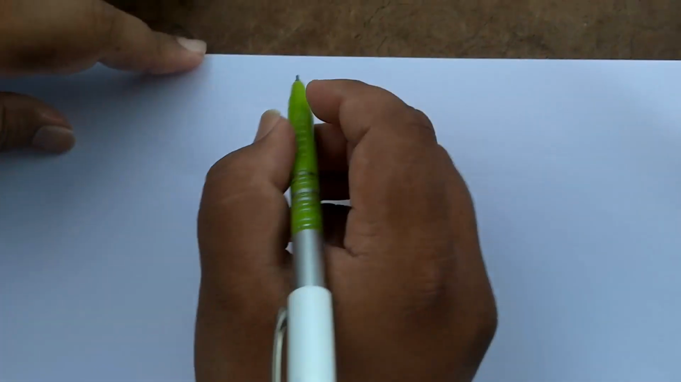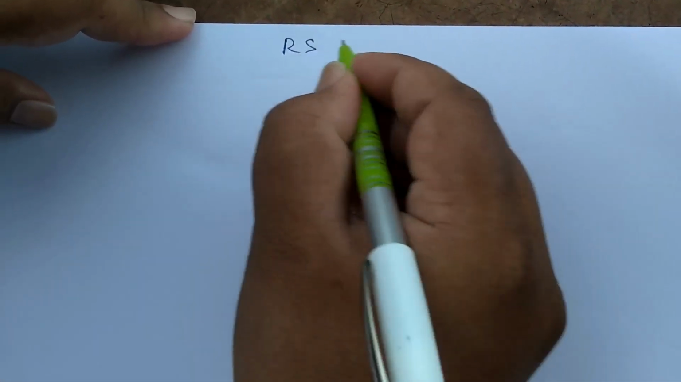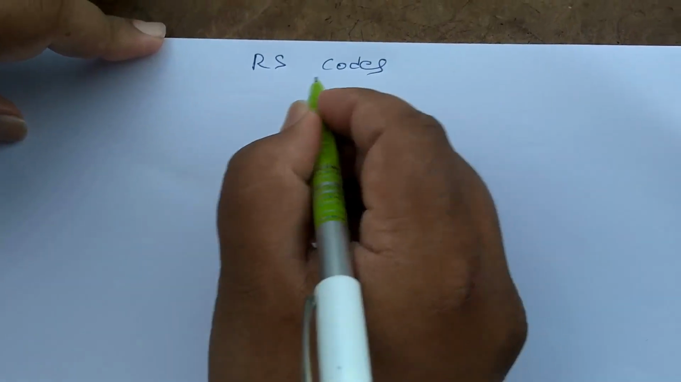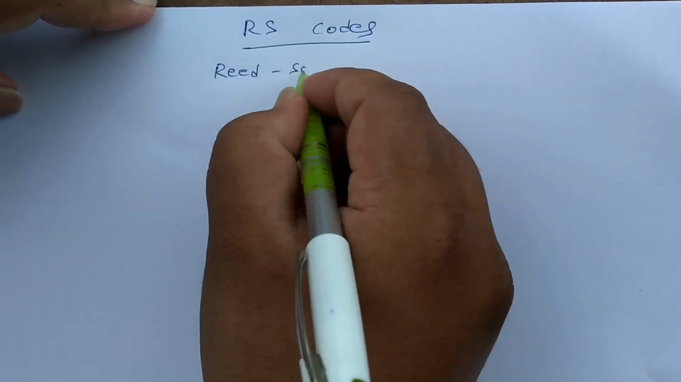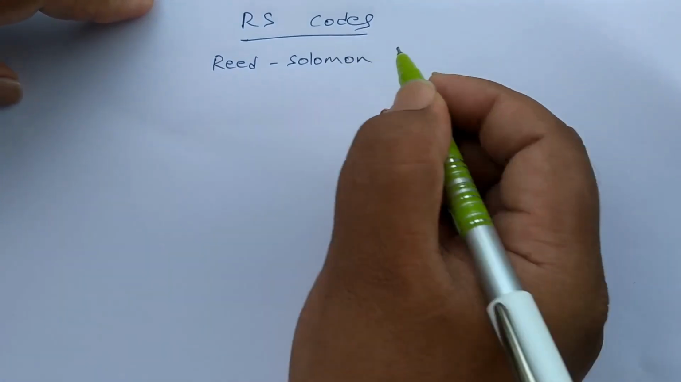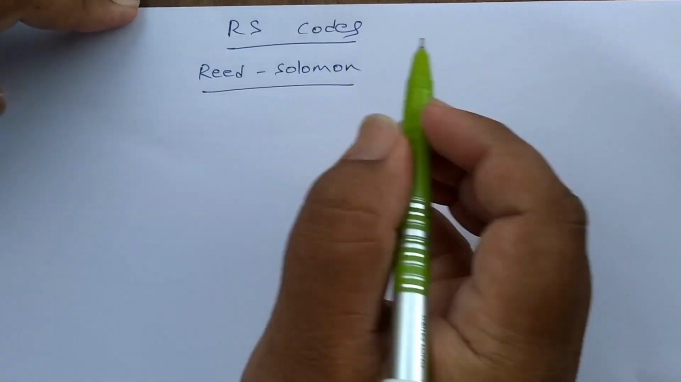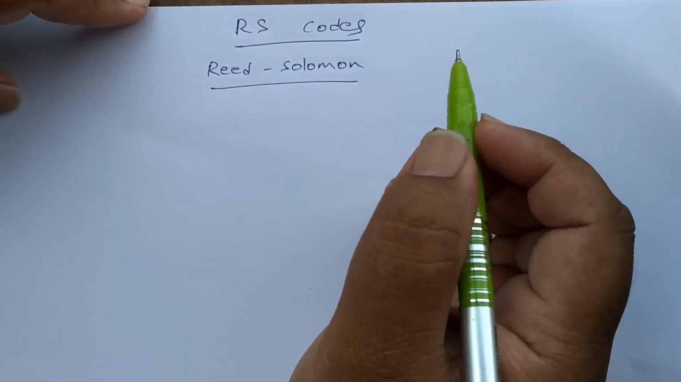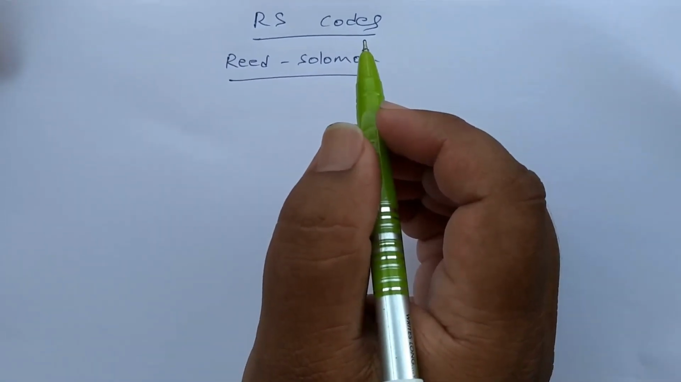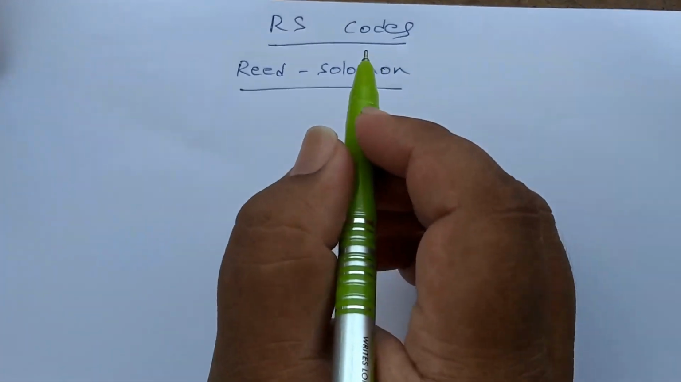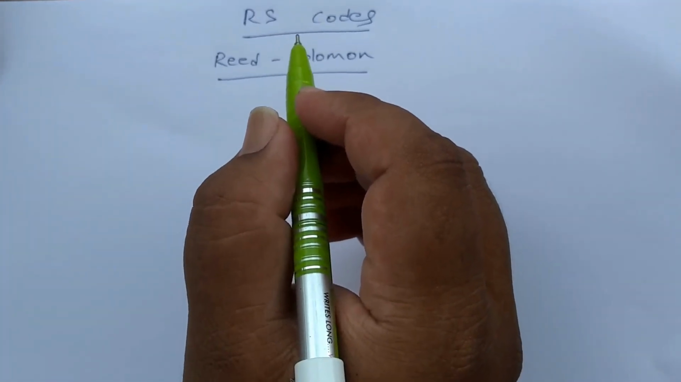So in this session, we'll discuss RS codes, Reed-Solomon codes, based on the scientists' names. To understand Reed-Solomon codes, there is a need to refer to BCH codes and their extensions. RS codes are a special case of BCH codes.